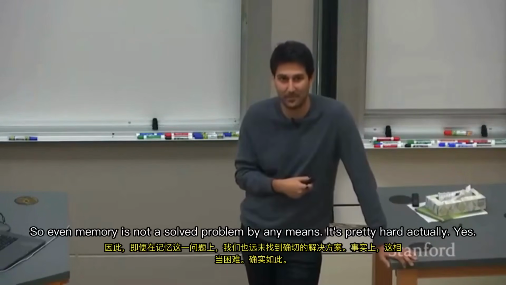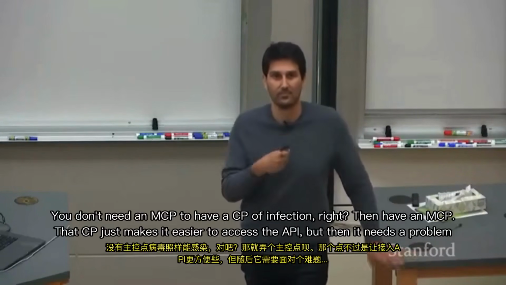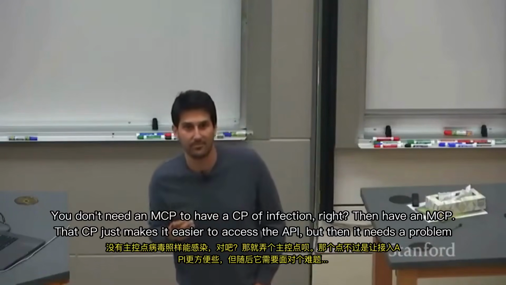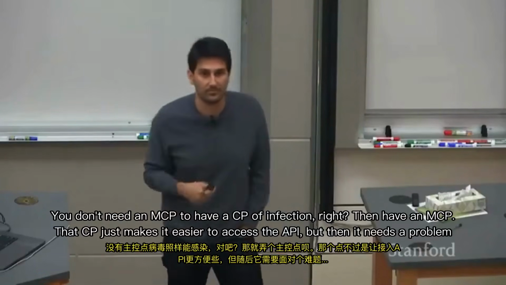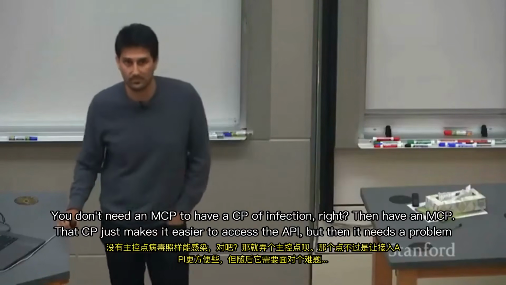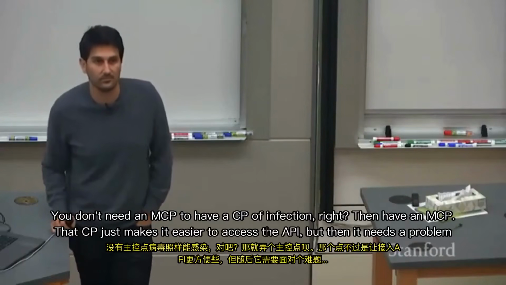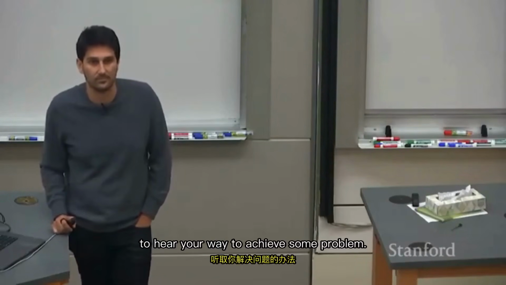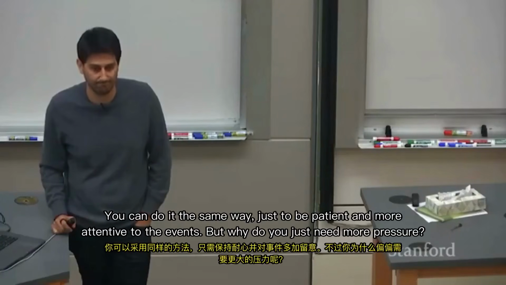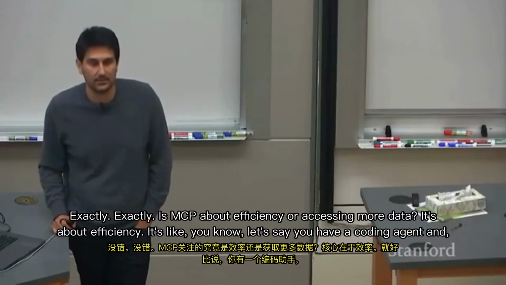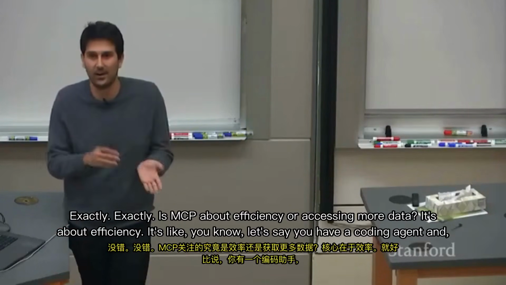You don't need an MCP to MCP configuration, right? The MCP just makes it easier to access the API, but technically you can engineer your way into retrieving something from the API. You can do it in the same way, just computationally more intense, right? That one is just to make it more efficient. Is MCP about efficiency or accessing more data?